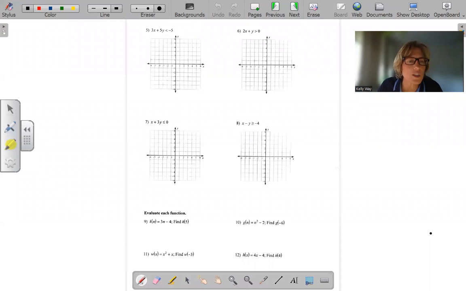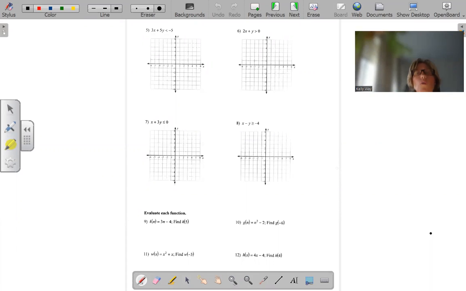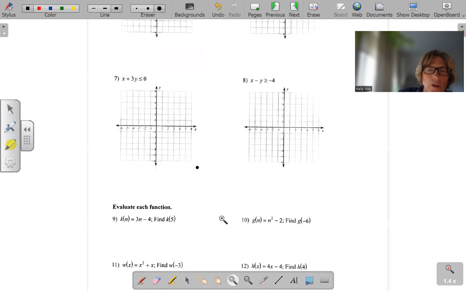All righty, Esther, this is part two here. So we did some inequalities. Let's do a couple of these function things here.